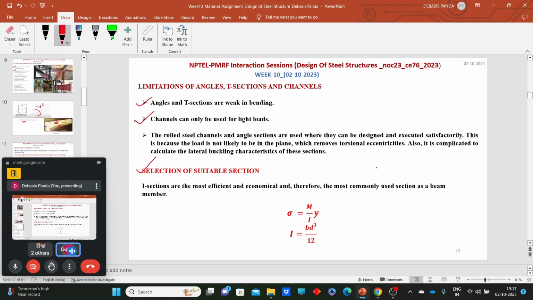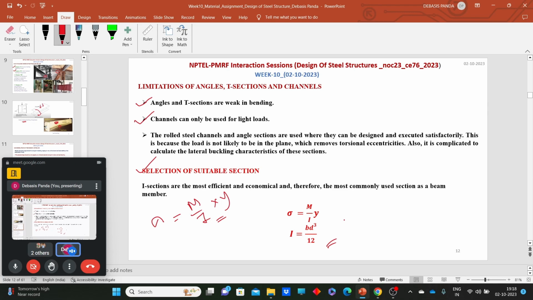But for an I section, we need to consider the bending stress. From pure bending, we know how to calculate the bending stress. Sigma is equal to M by I into y, and the moment of inertia we can easily calculate, like bd cube by 12. So for a few reasons, we prefer I sections as beam sections over angle, T or channel sections.